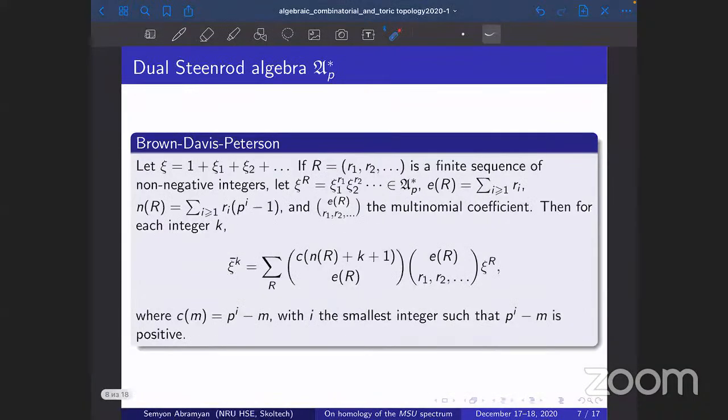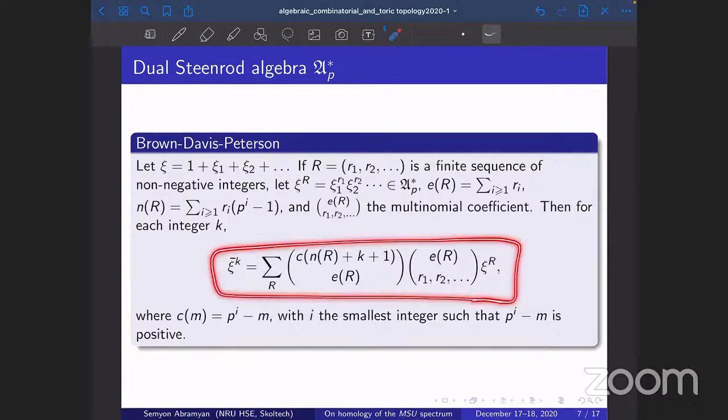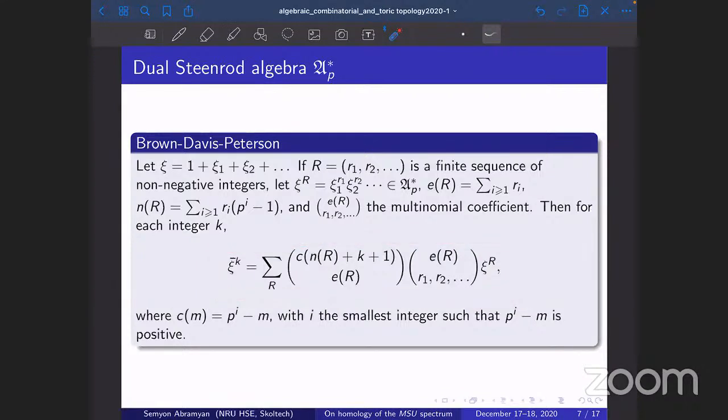Here, |x_R| is just the degree of xi_R, and |E_R| is just the sum of degrees of the xi's in this monomial. Then the Hopf conjugate in the power K is equal to this. We will need it in a few slides to compute some structure on the homology of MSU.